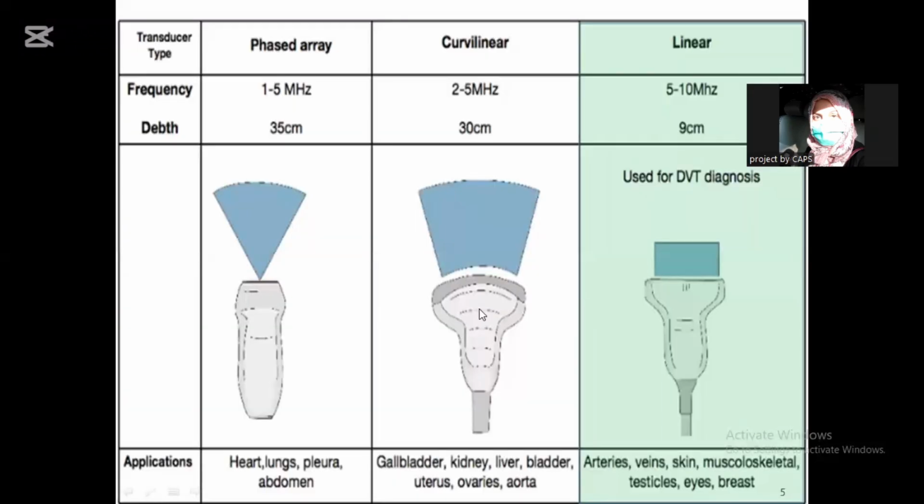Now the different kinds of probes. You have the phased array probe, the curvilinear probe, and the linear probe. The curvilinear probe and the linear probe are mostly used for the nerve blocks, the regional anesthesia. The curvilinear probe is used for the deeper structures. As you can see the depth here, it can go to like 30 centimeters, while the linear probe's depth is less. So this is used for the superficial structures, and the structure names are given at the bottom of the slide: arteries, veins, skin, musculoskeletal, testicles, eyes, and breast. And about the frequency, the latest linear probes have more than 10 megahertz frequency, up to 13 megahertz.